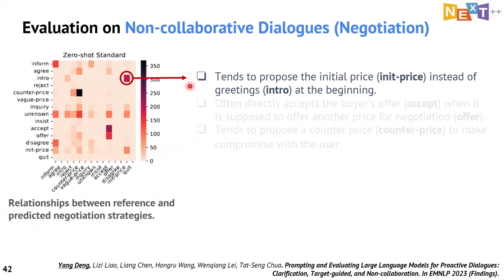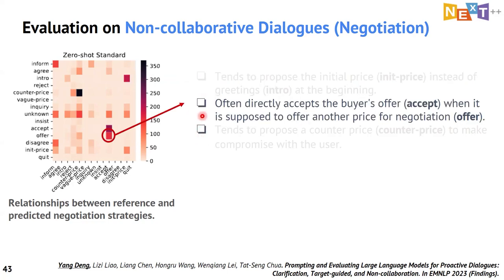And here first, we can see that the LLM tends to propose the initial price instead of greetings at the beginning of the negotiation. In reality, we can imagine that a payer or a negotiator who proposes the initial price will actually place themselves in a negative position during the negotiation. So this is also not what we wanted in real-world negotiation.